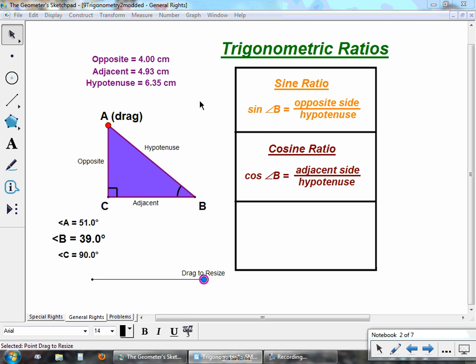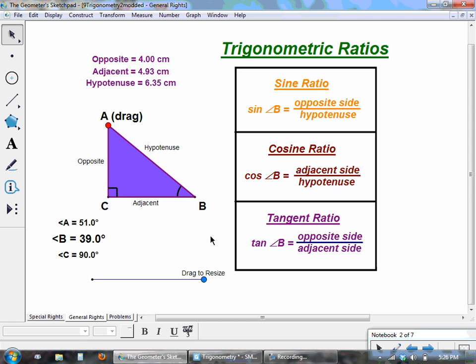Our second ratio is called the cosine ratio. The cosine ratio is the adjacent side divided by the hypotenuse. So again, from B's perspective, this side is the adjacent side. This side is the hypotenuse. The ratio of those two is called the cosine ratio, and we abbreviate that C-O-S. We always use three letters to abbreviate our trig ratios. And our third ratio is the tangent ratio. The tangent ratio is the opposite side over the adjacent side. So from angle B's perspective, it's the opposite side right across from it over the adjacent side. The ratio of those two sides is the tangent ratio.